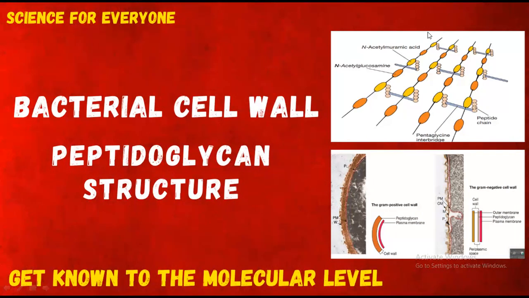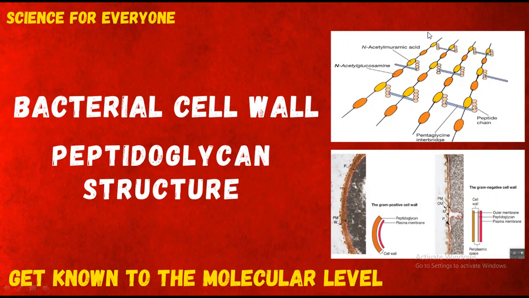The peptidoglycan layer is very important for the survival of bacteria because it gives strength to the bacteria, and it also helps the bacteria to withstand different adverse conditions. In today's lecture I will discuss what the actual structure of the peptidoglycan layer is and how it provides strength to the bacteria.